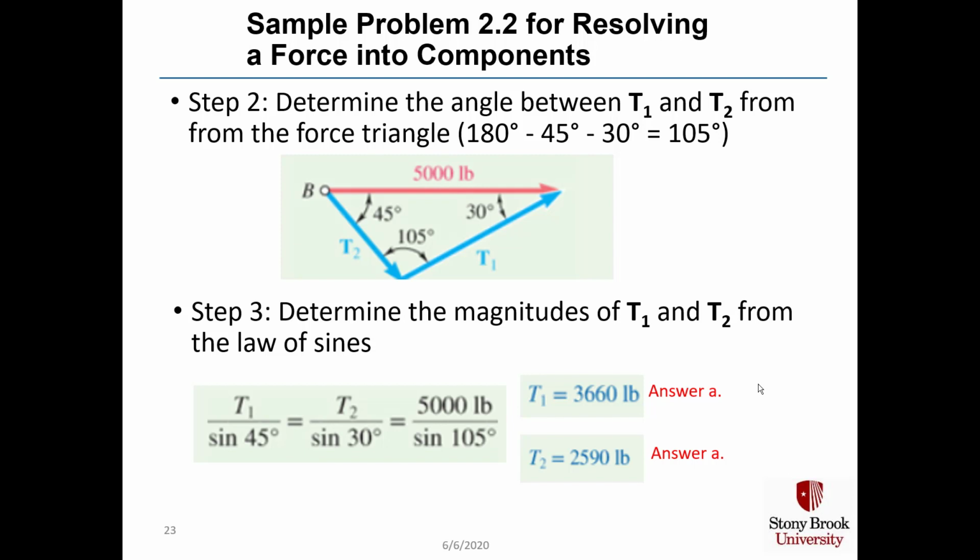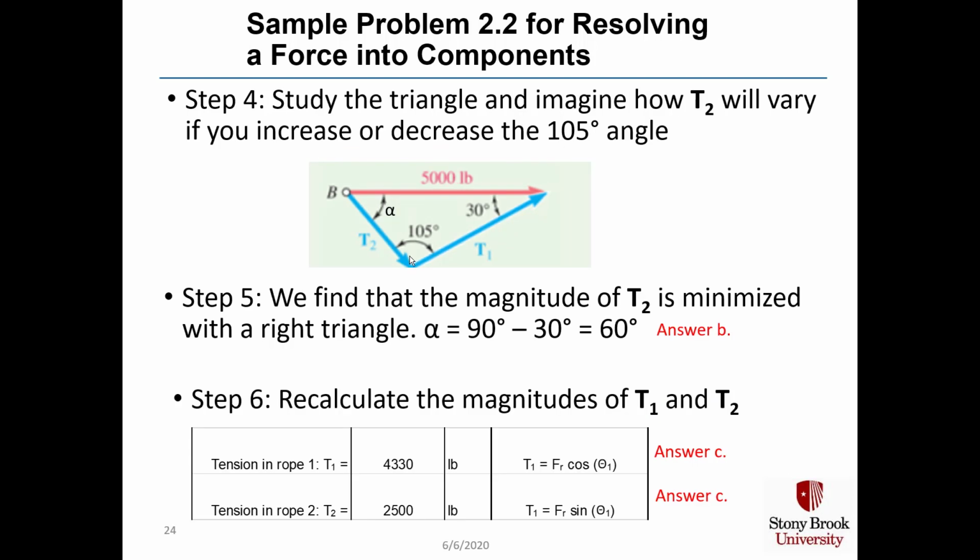And we can determine the magnitudes of T1 and T2 from the law of sines, where T1 is to sine 45 degrees as T2 is to sine 30 degrees, as our 5,000-pound force is to sine of its opposite angle, which is 105 degrees. And we plug buttons in on our calculator. We get T1 is 3660 pounds and T2 is 2590.